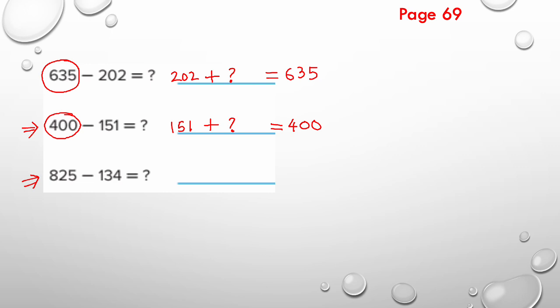Okay, did you write the equation? Now check your answer. You can see 825 is the biggest number here. That will go to the answer 825. Now plus we have two remaining numbers, 134 and question mark. So it will be 134 plus question mark equals 825. Is your answer correct? MashaAllah, very good.